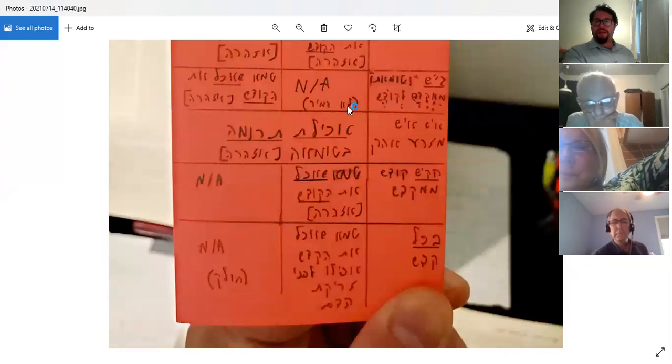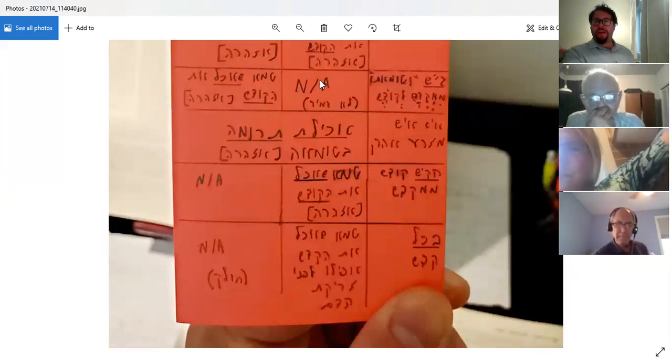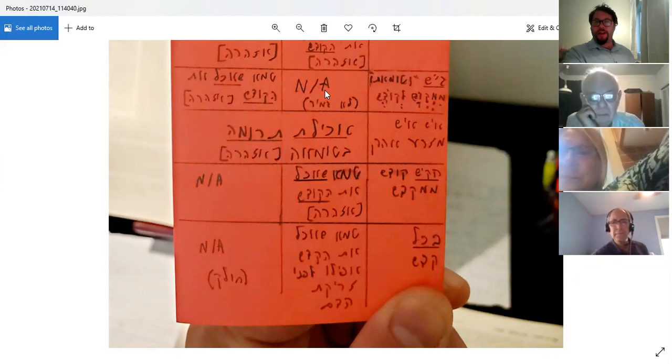And over here, I put a non-applicable under Reish Lakish, because Reish Lakish, as we said, doesn't accept the gezerah shava of Rabbi Yochanan. Okay, so that's what we do with the gezerah shava.